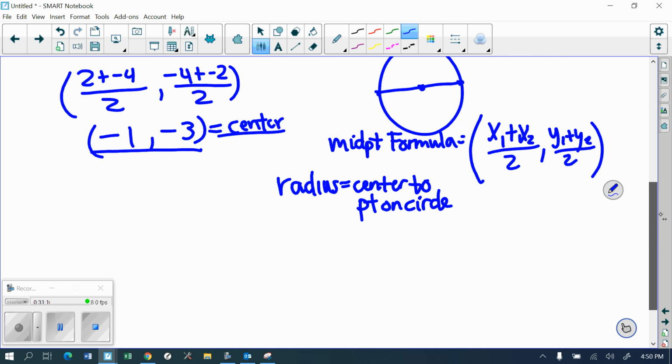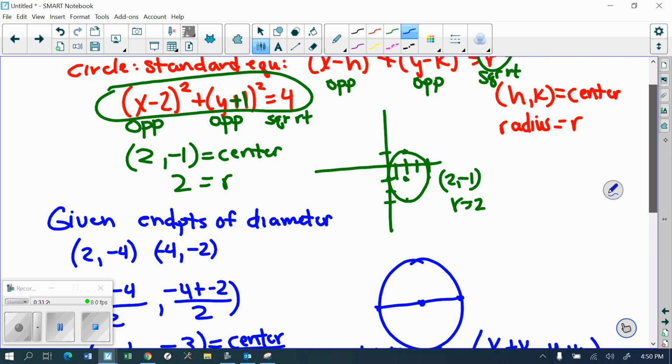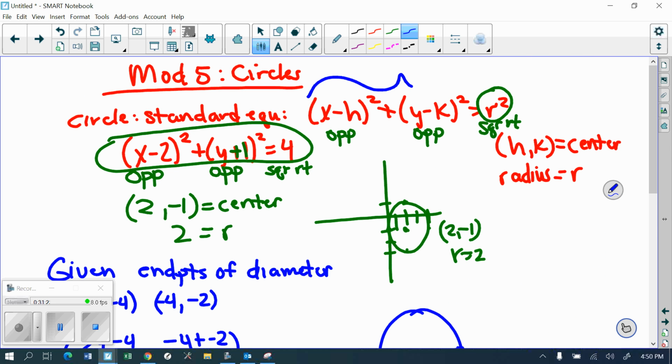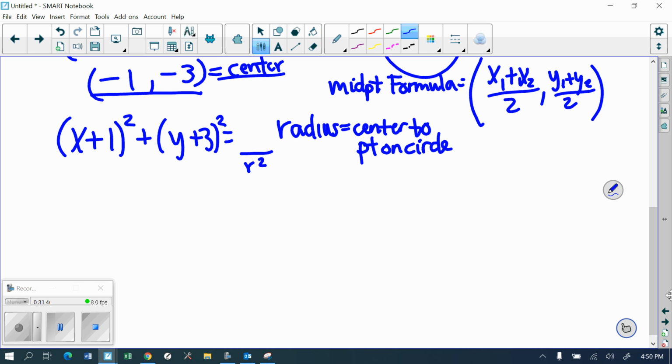So remember, the left side of the equation is the center. This right here, that's the center. So I already have that, so I can fill in the left side right now. This is the radius on the right side that I have to calculate first. Okay, so I'm going to fill it in. Remember, it's opposite, square root. So it's x plus 1, because the opposite of negative 1 is plus 1, quantity squared. Opposite of minus 3 is plus 3, quantity squared. And now I need to fill in whatever r squared is. I need to find r squared.